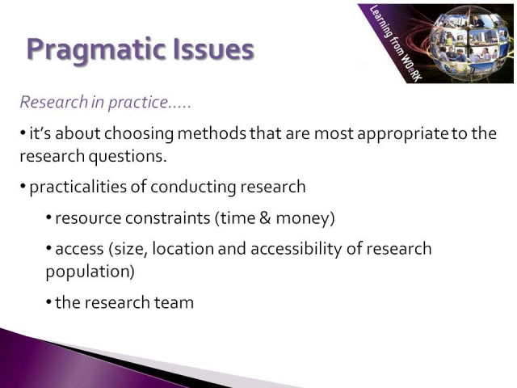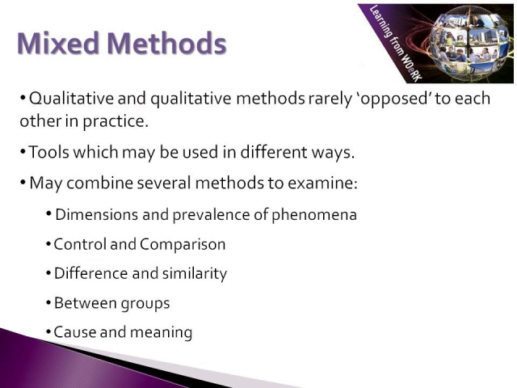It may actually be more desirable to conduct research into, say for example, the career choices of young people using focus groups or one-to-one interviewing followed up by a large-scale survey. But resource constraints may dictate that only a large-scale survey is possible. It may also be that other issues such as the skills of the research team also dictate what is and what isn't possible. In practice, qualitative and quantitative methods are very rarely opposed to each other.